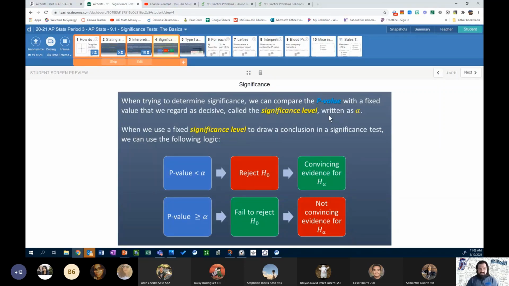When we're checking significance, right? When trying to determine significance, we can compare the p-value with a fixed value that we regard as decisive, called the significance level, written as alpha. When we use a fixed significance level to draw a conclusion in a significance test, we can use the following logic. If the p-value is less than alpha, we reject H0, and we have convincing evidence for the alternative. If the p-value is greater than or equal to alpha, so in that case we consider it large, we fail to reject the null hypothesis, and we do not have convincing evidence for the alternative.